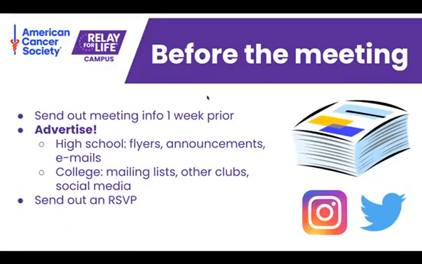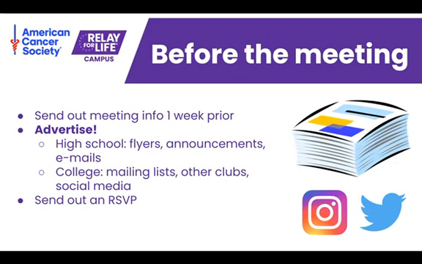Before the meeting, you want to make sure that volunteers have all of the information necessary to be able to attend the meeting on time. That means the date, the location, the time, and anything that anyone has to do before, like maybe wearing pink for a Pink Week meeting, needs to be communicated clearly to everybody who's attending the meeting.